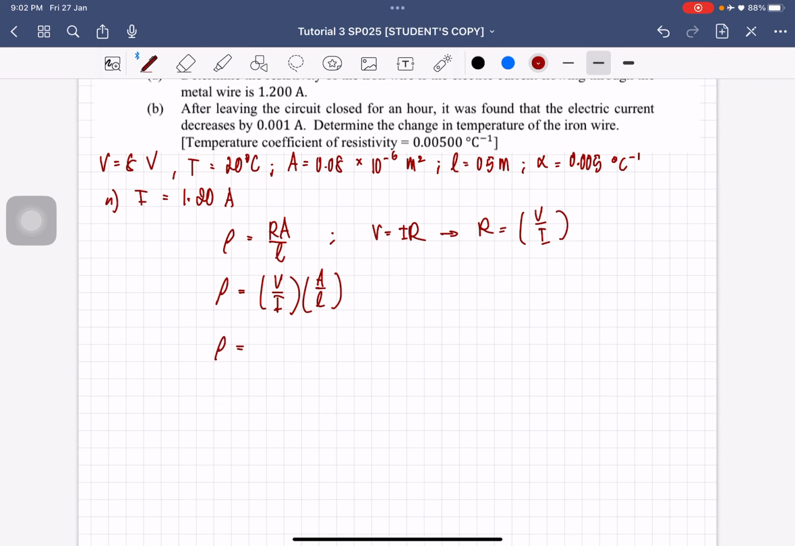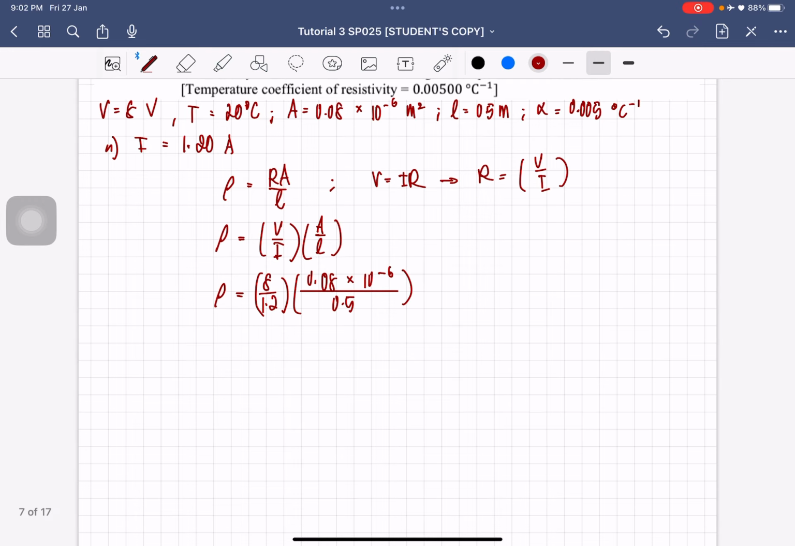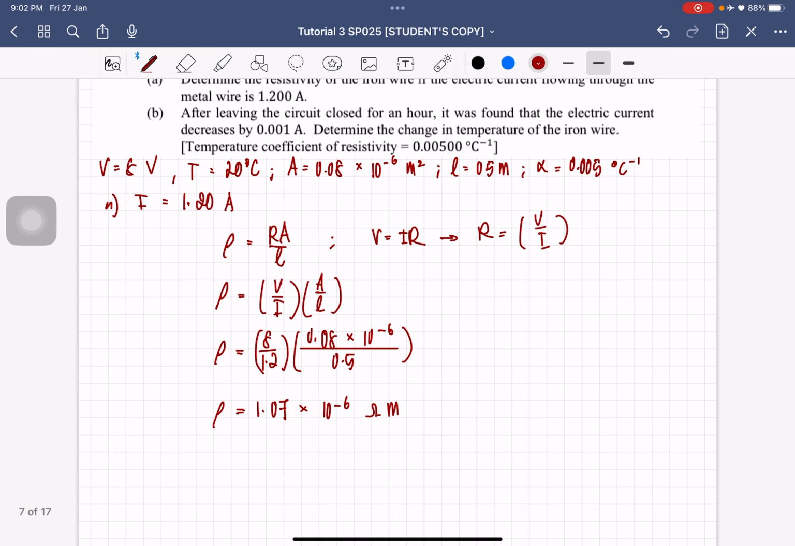Okay, so from here we can just substitute into the formula and we will get this equation. You just have to substitute 8, 1.2, this is 0.08 times 10 to the power of negative 6, divided by the length, which is equal to 0.5 meter. So from here you will get the resistivity of the wire to be equal to 1.07 times 10 to the power of negative 6 ohm meter. Okay, so that is question A.